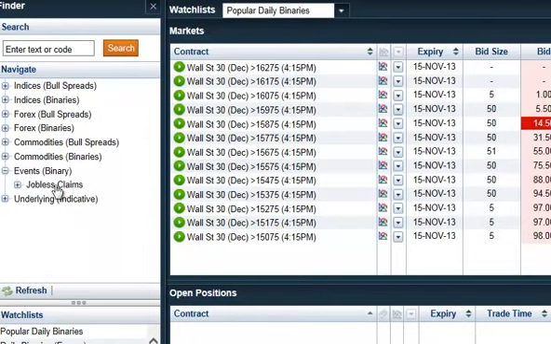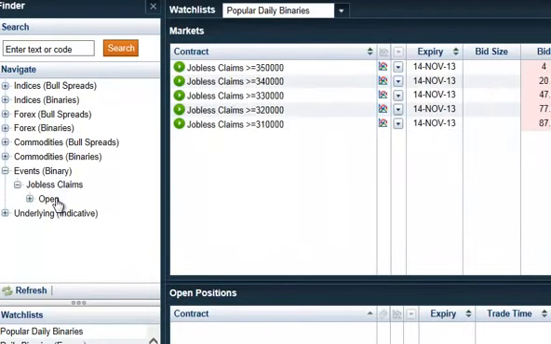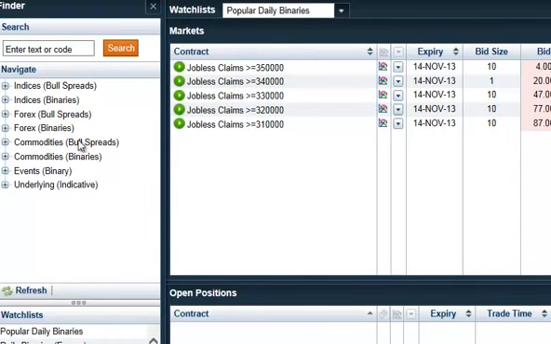And they have binaries for the jobless claims. So if you think the jobless claims number or the non-farm payroll, they have that on there sometimes as well. They have different contracts that you can do here as well for different particular events.